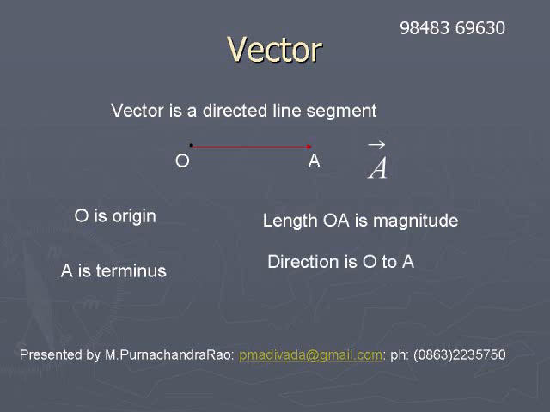There is an arrowhead at A. This arrowhead indicates that the direction of the vector is from O to A. The arrowhead indicates the direction of the vector. Here in this case, it is directed from O to A. Like this, we define a vector.